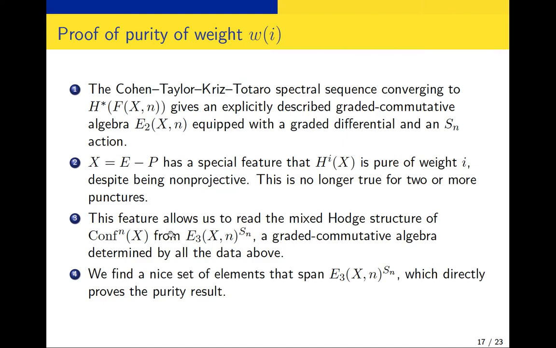This feature allows us to read the mixed Hodge structure from something that can be computed from explicit data. To determine this data, we need the algebra E_2 and also the description of the differential and the S_n action. And finally, we work out the combinatorics and find a nice set of elements that span this vector space. By examining those elements, we can prove the purity result.